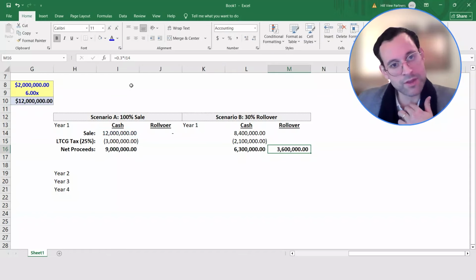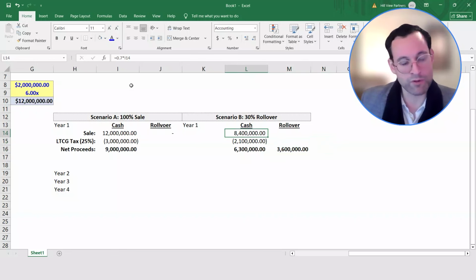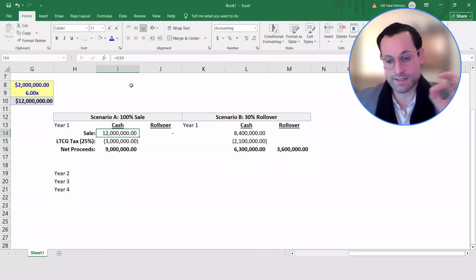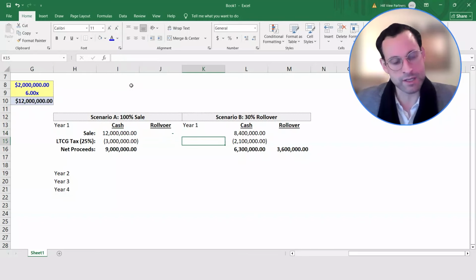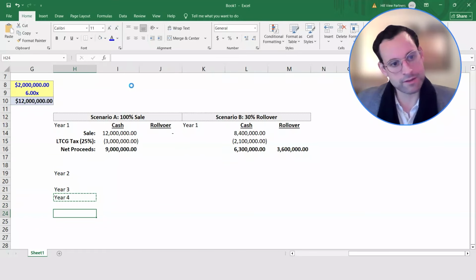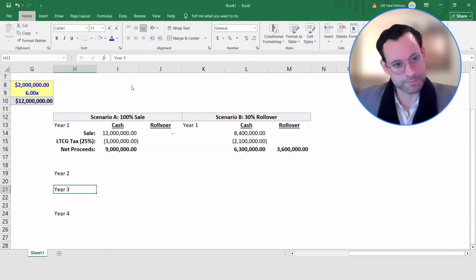Now, key thing to keep in mind here is that the rollover, again, you can see 3.6 plus 8.4 is 12, so it's the same total amount of money, but the rollover is not taxed. It's not taxed until it's ultimately monetized, and you'll see the impact that that has. So now, let's look at years 2, 3, and 4 real quick.